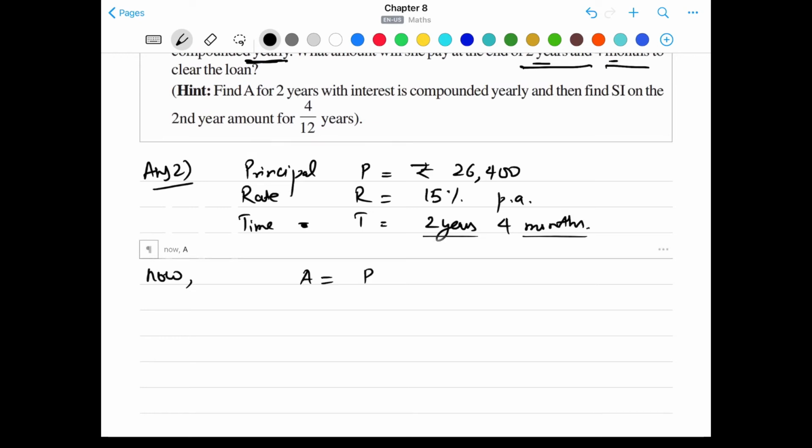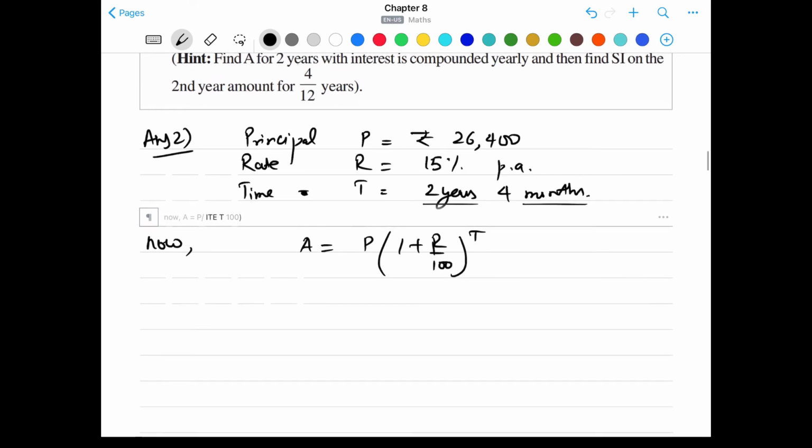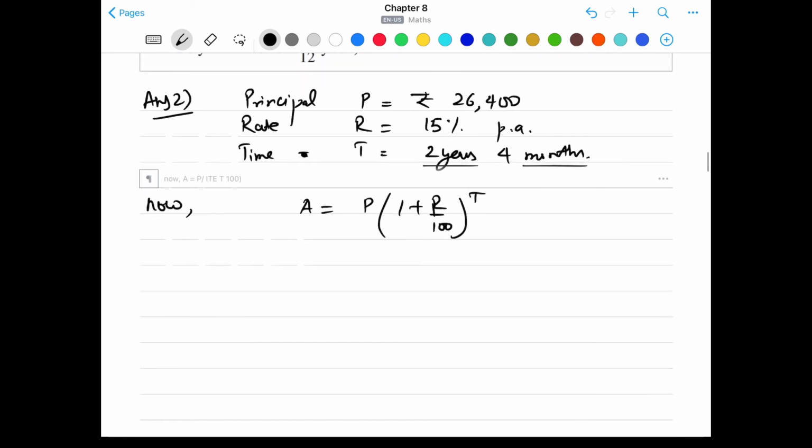Now the amount will be P into (1 plus R divided by 100) to the power T. We are using this formula because the interest is compounded yearly, and the rate of interest is also given yearly, so we'll use the same formula. So from here A will be P, which is 26,400, into bracket start, 1 plus R, here 15 divided by 100, to the power T, here 2.